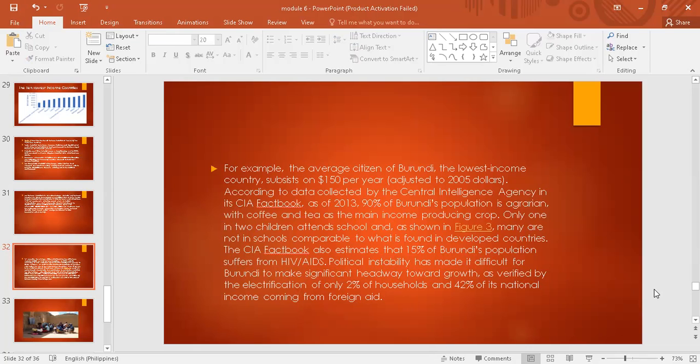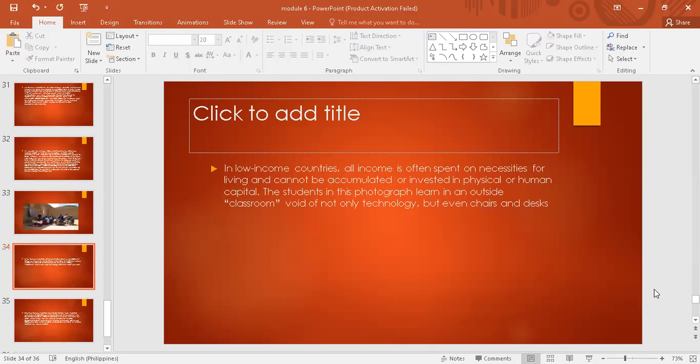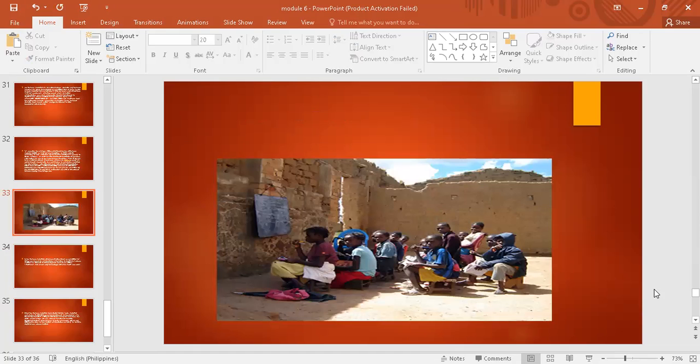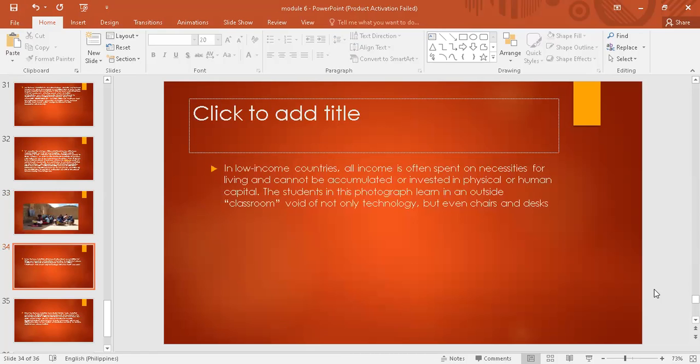This is the picture of Burundi. Yan. If we compare to the Philippines, at least ang Philippines may mga maayos pang classroom, di ba? Everybody is attending school. Hindi natin pinaghihirapan masyado yung pag-attend ng school. For some parts here in the Philippines, though, challenging yung pupunta sa schools. Pero hindi ganitong itsura ng katulad sa Burundi.